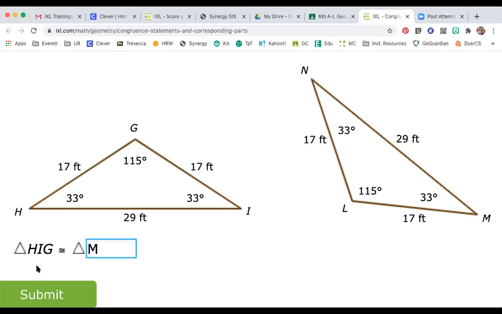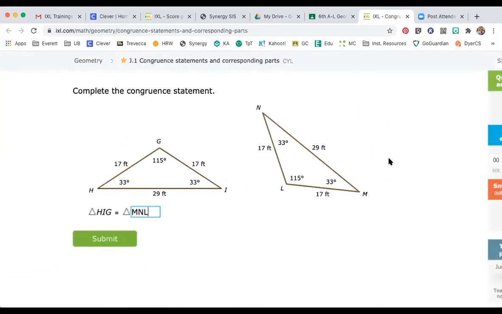So then after H, they go to I. I is the other 33-degree angle. Well, if I started at M, where's my other 33? It's up here, N. So M and then N, and then the last one must be L. Okay, so that's how you do those. You just kind of work them around.